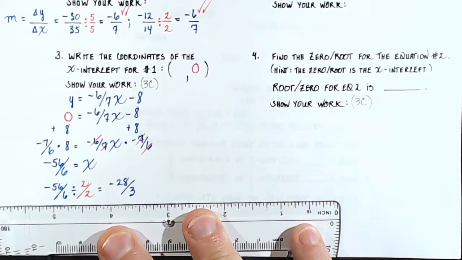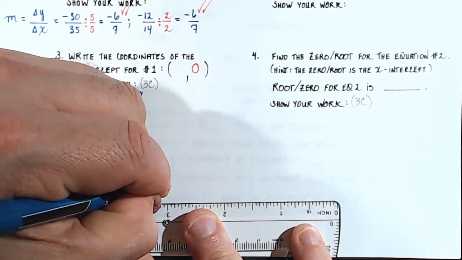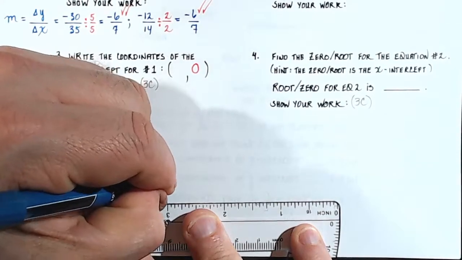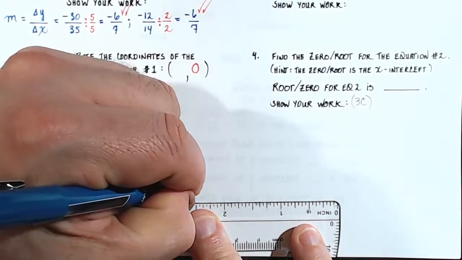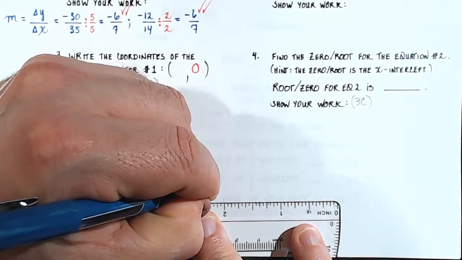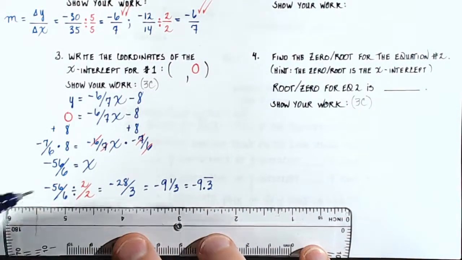Now that's an improper fraction. It doesn't help us graph it at all. As a mixed fraction, this is negative 9 1/3. 3 goes into 28 9 times with 1 as a remainder, so negative 9 1/3. And that is equal to negative 9.3 repeating. And that is the x-intercept.